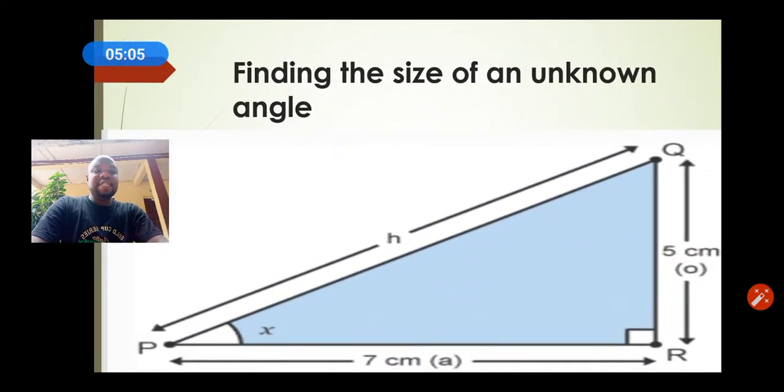Having known how to find the length of any given side, the next thing we are going to do now is to find out how we will get the size of any unknown angle. And we are going to use the diagram that you have again on your screen. This time around, you are told to find the lettered angle x, the size of that angle, while you are given the opposite and the adjacent. So you are going to use TOA, which is the tangent of angles.